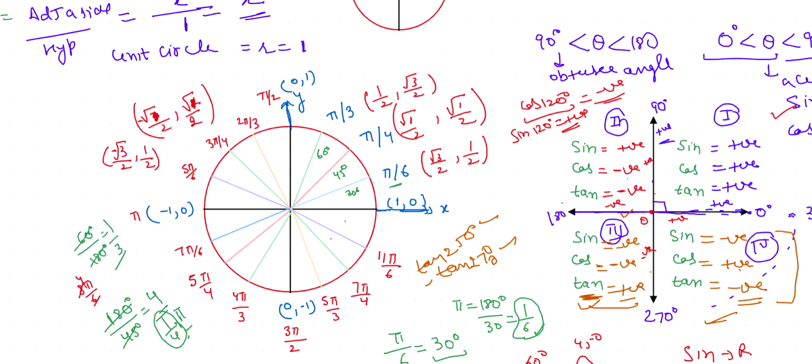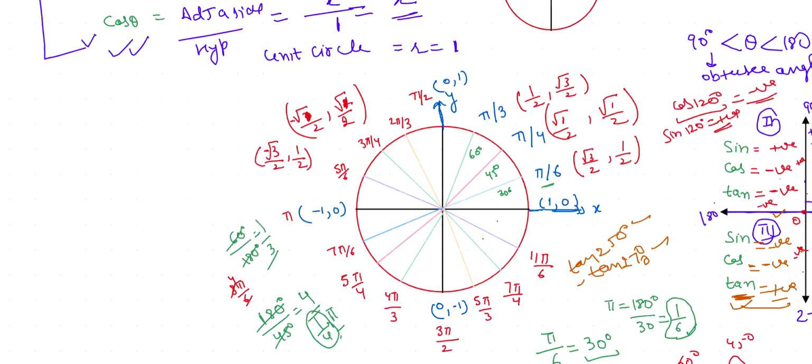For 90 degree, divide 180 degree by this angle, you will get it's a 1 by 2 part of the 180 degree. That is pi by 2. Clear? So by this you can get these values of radians. This is here 90 degree.